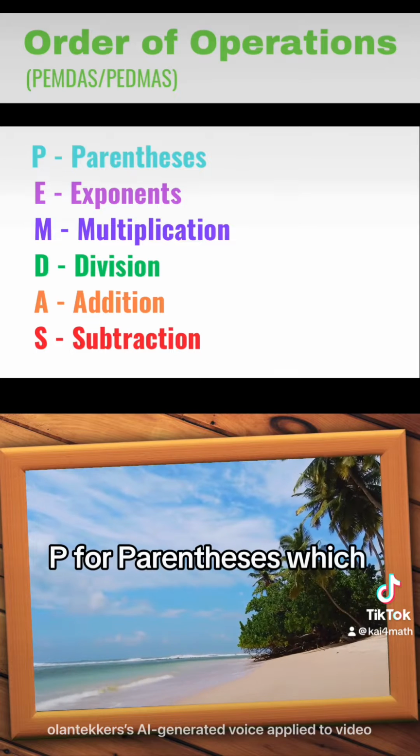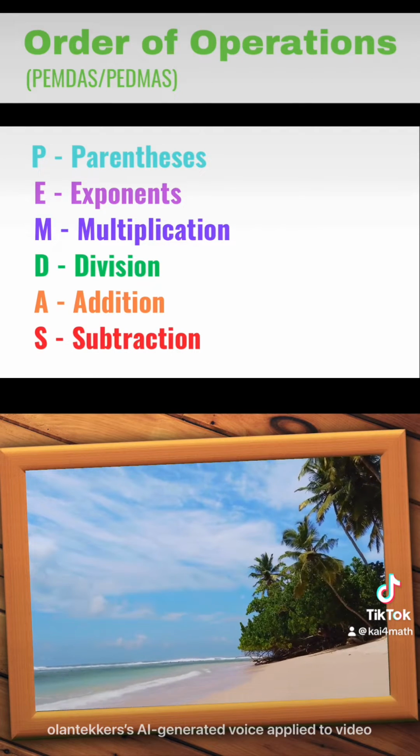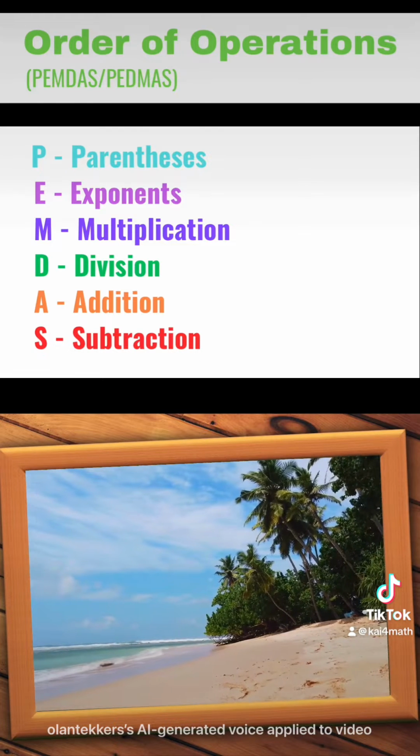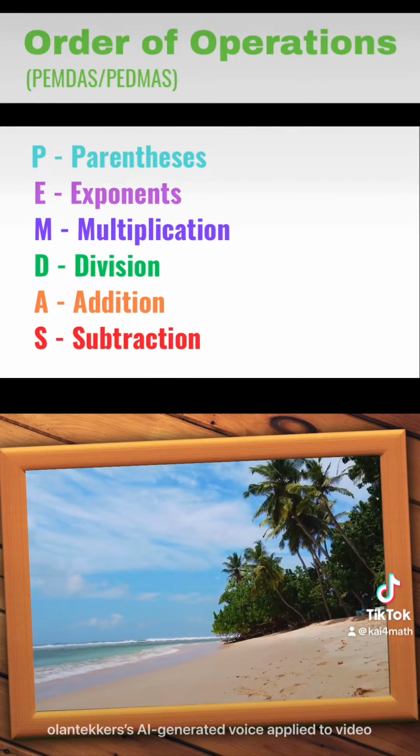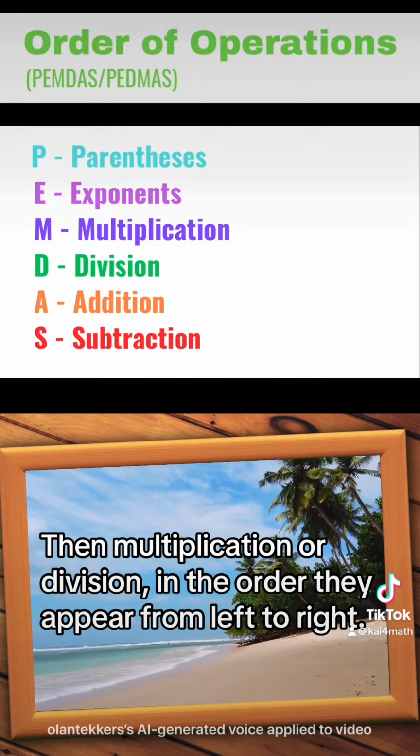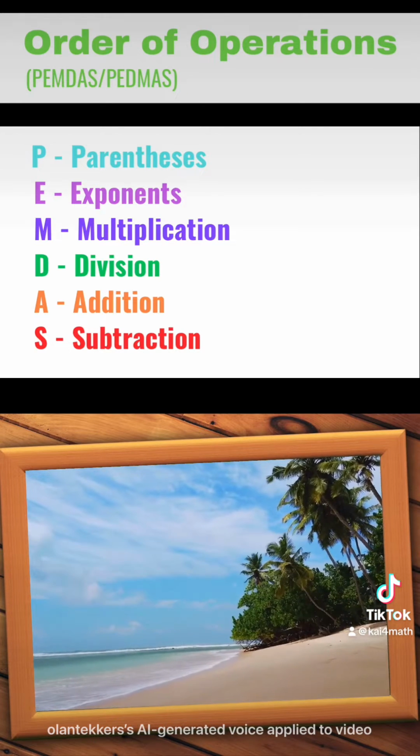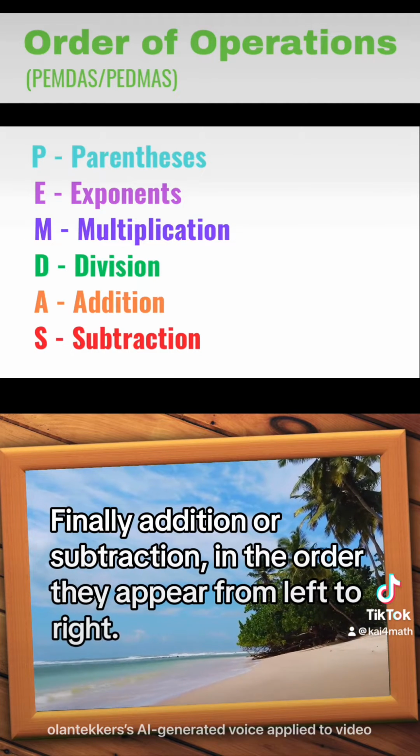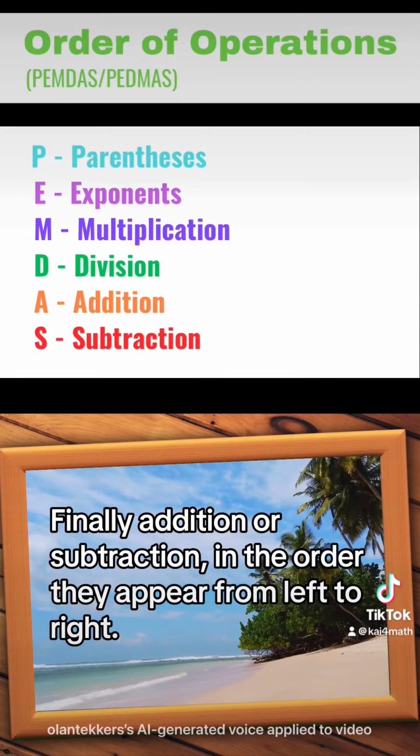P for parentheses, which are to be done first. Exponents are next. Then multiplication or division in the order they appear from left to right. Finally, addition or subtraction in the order they appear from left to right.